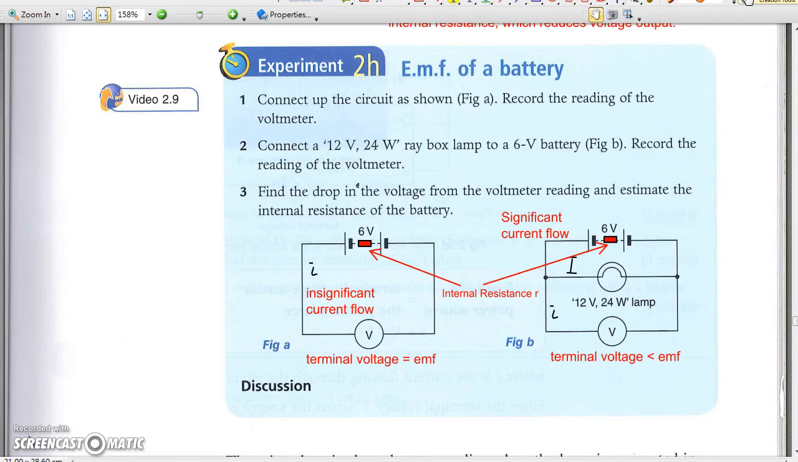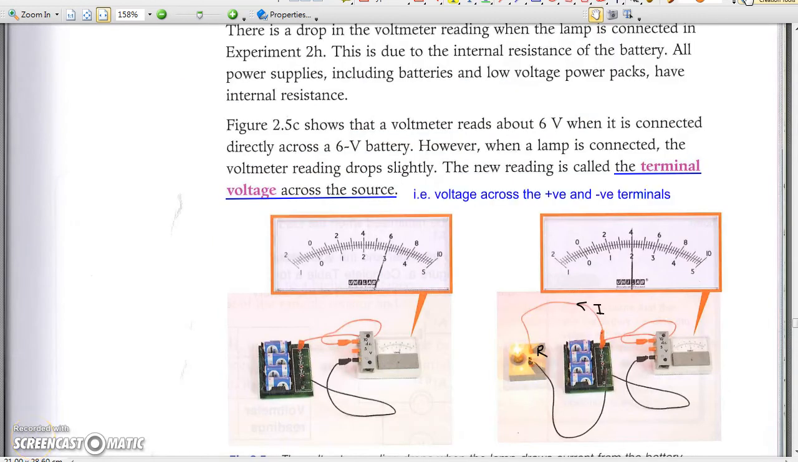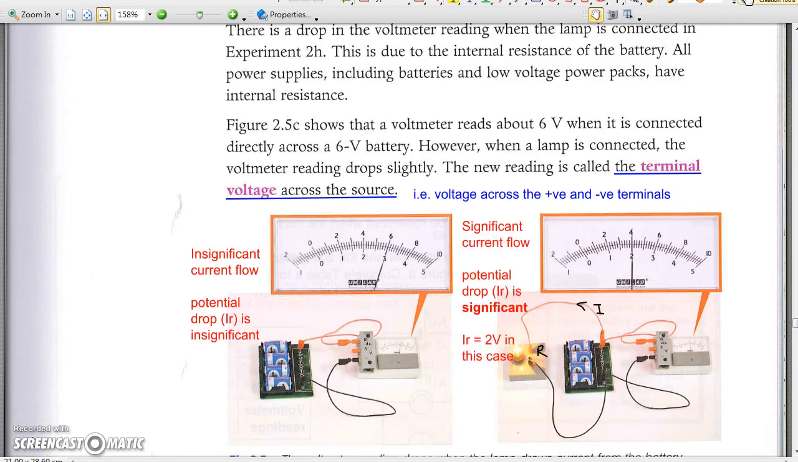The circuit equation is written as ε = V + Ir, where V is the terminal voltage and V = IR, where R is the circuit resistance. You can see that the terminal voltage drops when the light bulb is connected. Before the light bulb is connected, the current flow is small, and the current becomes much bigger because of the small resistance of the light bulb.